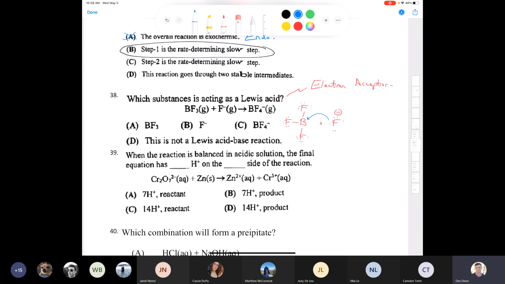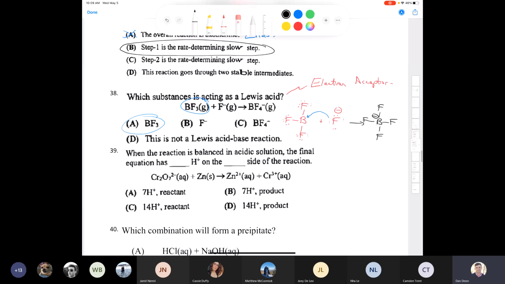So who's accepting the electrons? The boron in the BF3. So boron trifluoride is the Lewis acid. The tetrafluoroborate, the BF4 minus, that's just the product. That is not a Lewis acid or a Lewis base, right? If you're at BF4, the formal charge is on the boron, like so.